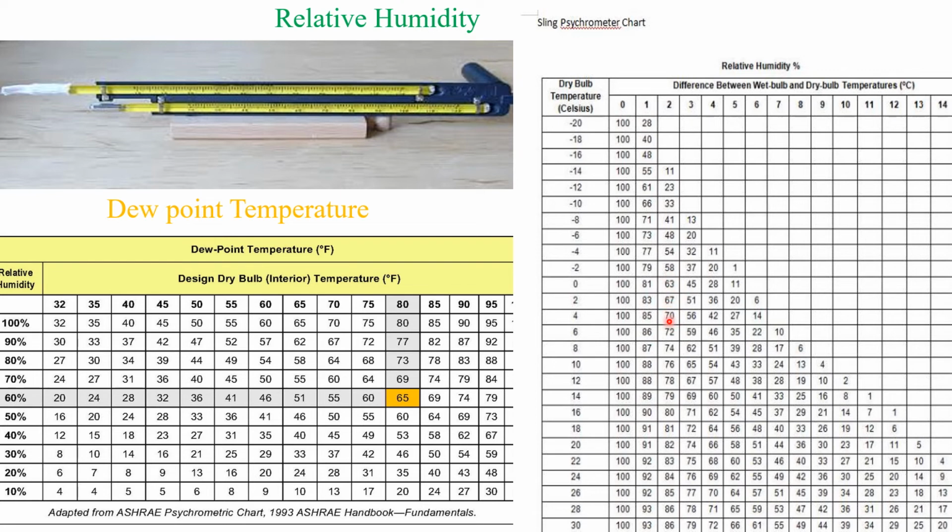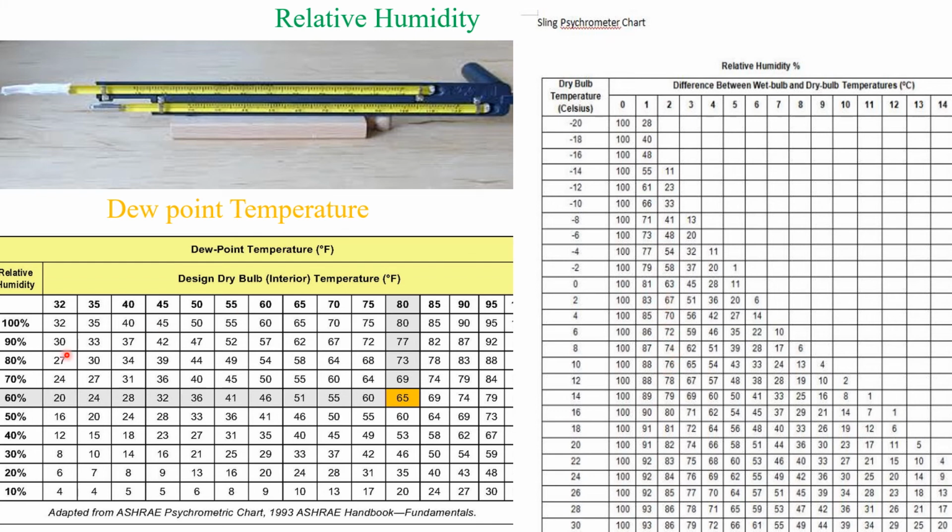So here the relative humidity is 67 and the temperature is 2 degrees. The wet bulb and dry bulb difference is, like, 67, this one.